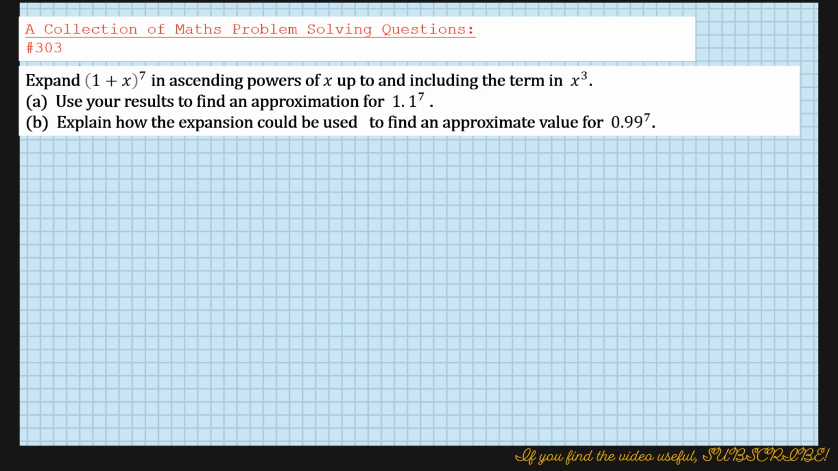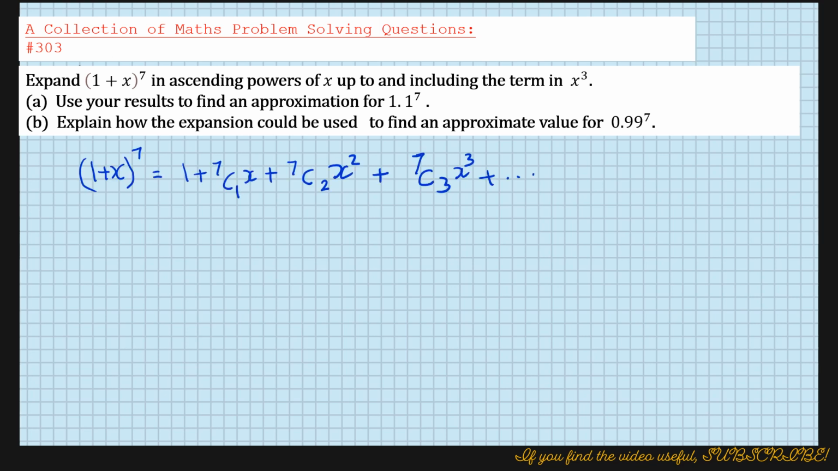Expand 1 plus x to the power 7 in ascending powers of x up to and including the term in x cubed. Use your results to find an approximation for 1.1 to the power 7 and explain how this expansion could be used to find an approximate value of 0.99 to the power 7.